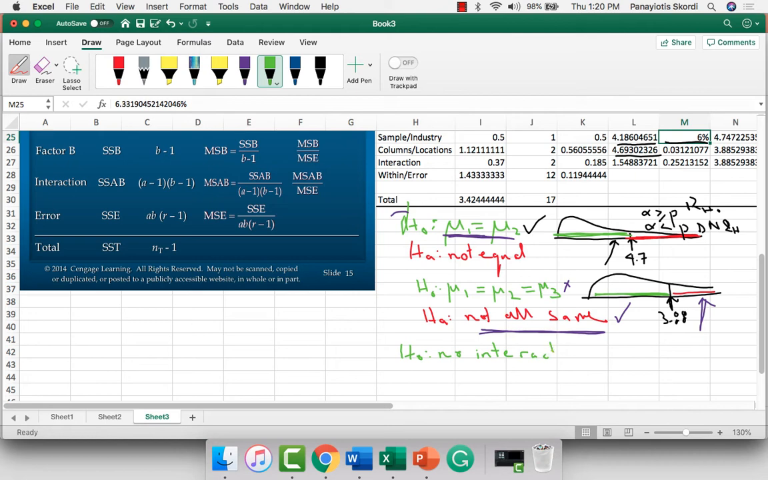And we're going to have to run two separate tests, two individual single-factor ANOVA tests, one on location and one on industry. The alternative hypothesis here will be HA, that there is interaction.